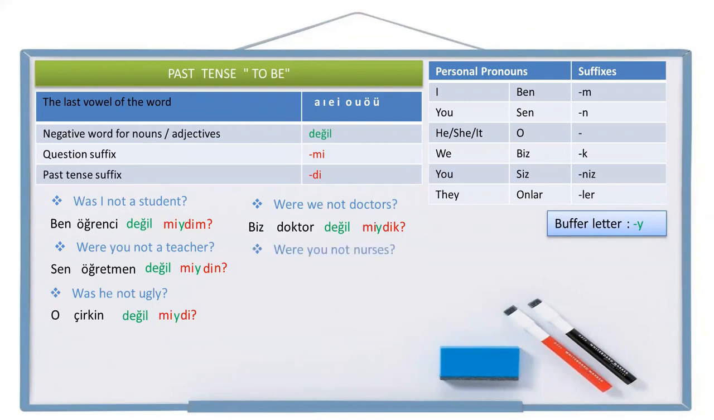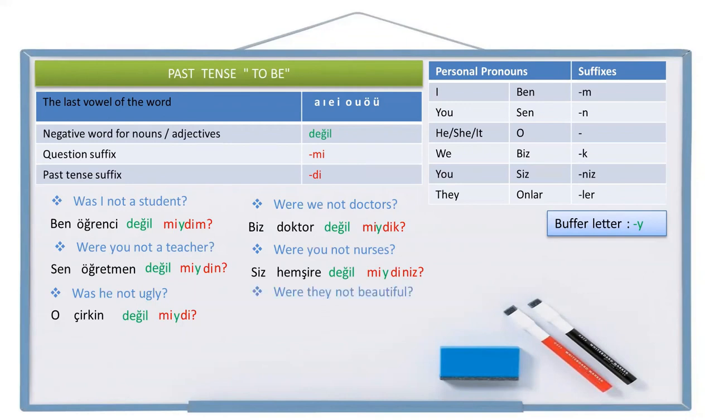Another plural example. Were you not nurses? Let's write the person pronoun you first, siz. Nurse, hemşire. Not nurse, hemşire değil. Question suffix, then past tense suffix, and buffer letter between them. Person pronoun suffix to the end. Siz hemşire değil miydiniz? Were you not nurses?